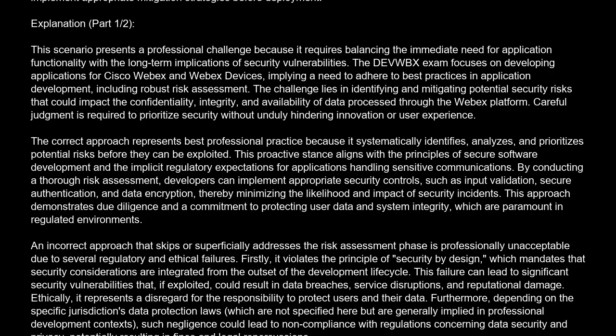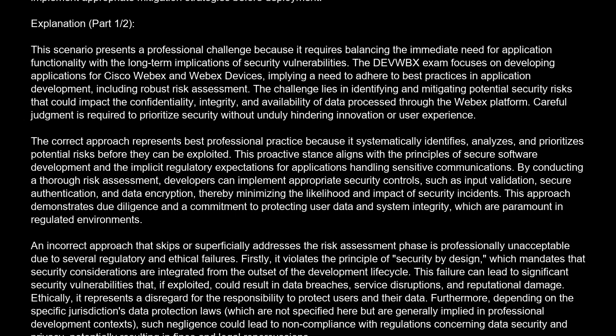The correct approach represents best professional practice because it systematically identifies, analyzes, and prioritizes potential risks before they can be exploited. This proactive stance aligns with the principles of secure software development and the implicit regulatory expectations for applications handling sensitive communications. By conducting a thorough risk assessment, developers can implement appropriate security controls, such as input validation, secure authentication, and data encryption, thereby minimizing the likelihood and impact of security incidents. This approach demonstrates due diligence and a commitment to protecting user data and system integrity, which are paramount in regulated environments.